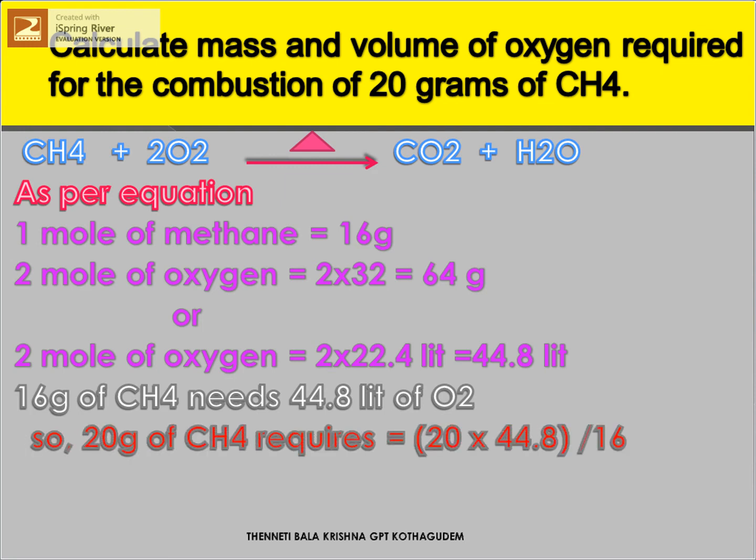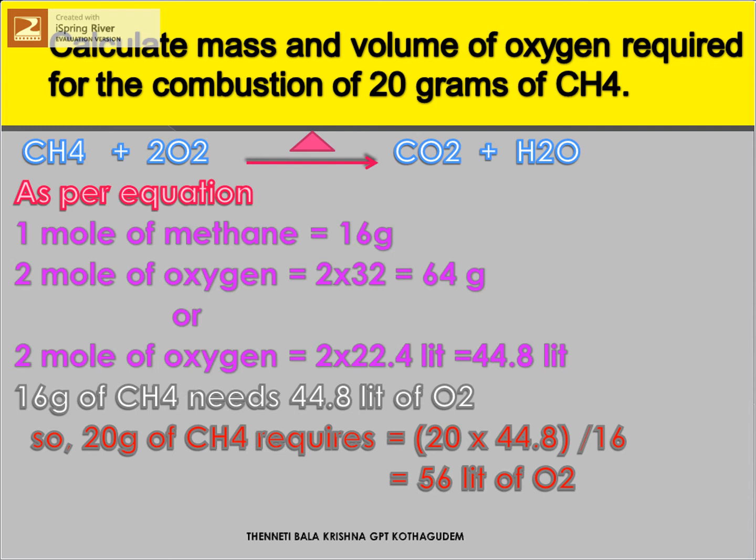So our aim is 20 grams of methane requires how many liters? 16 grams of methane requires 44.8 liters, which is 2 moles. So our question is 20 grams of methane. Cross multiply: 20 into 44.8 by 16. We will get the answer. Okay, is it clear? This is the methane problem.